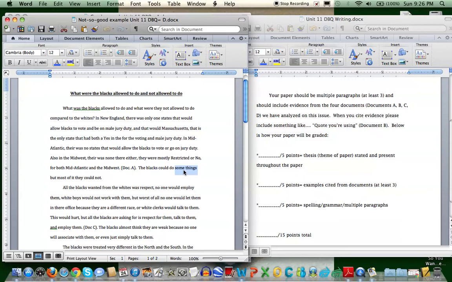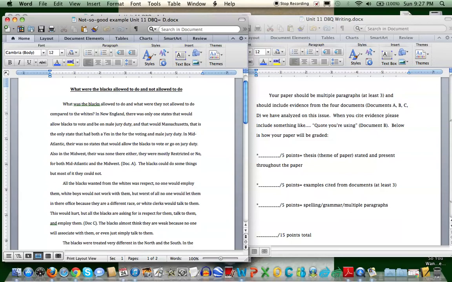So as I looked at this first paragraph, spelling and grammar really deterred, so obviously some points were already marked off there. They did cite a document, but I couldn't really understand what they were trying to say with it. And then the thesis, the theme of the paper, I still don't know what it was. "What was the blacks allowed to do and what were they not allowed to do compared to the whites?" So this person never really makes a concrete statement of what their paper is all about.